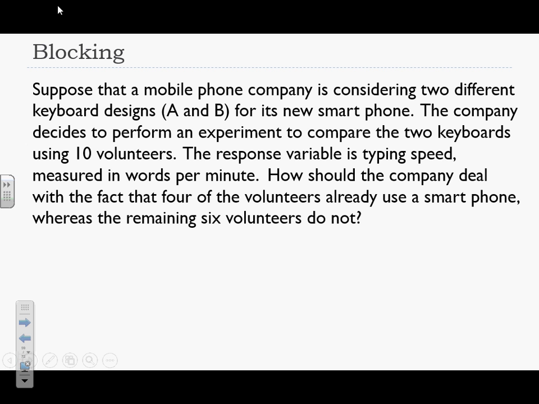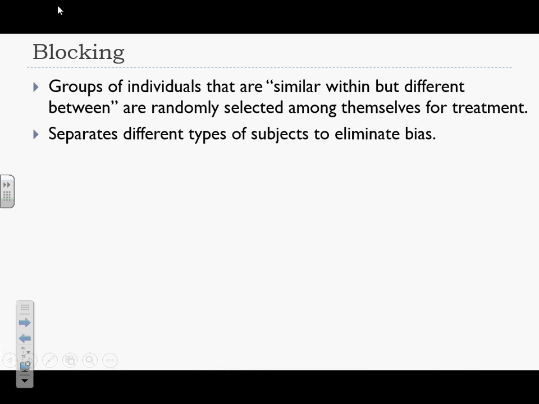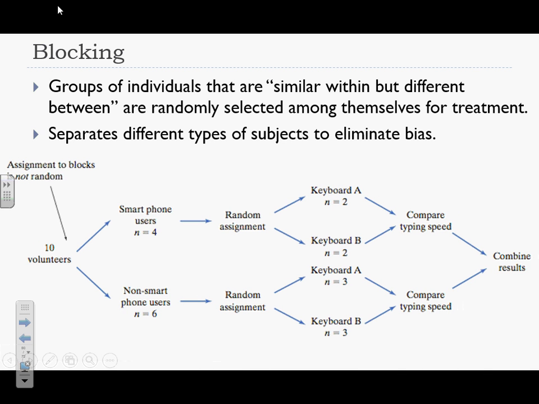So within each separate group, I'm going to run the experiment as I normally would. Split them into keyboard A, keyboard B, and then at the end, compare typing speeds. Okay, so let's go ahead and take a look at what it looks like, and then we'll come back to this. So don't start writing this yet. Let's get what it looks like to start with.